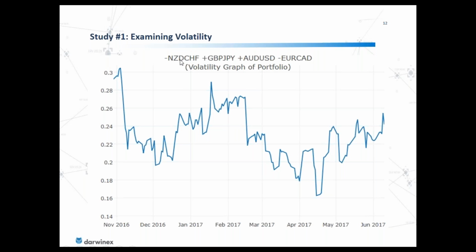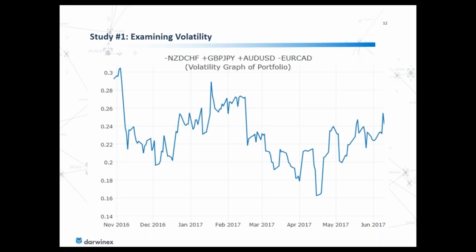So negative NZD, CHF, you have NZD and CHF. Then in the next currency pair, you have GBP and JPY. And in the next currency pair, you have AUD and USD. And the final currency pair, you have Euro and CAD. If you look at all of these, this particular portfolio covers all 8 individual currencies that the Darwinex community is exposed to at any given time. Therefore, it made sense to use this portfolio as it spans the entire spectrum. And calculating volatility on such a portfolio would therefore generalize well to actual market volatility, which was the aim of this study. We wanted to compare what volatility looks like versus the Darwinex community's trader performance.